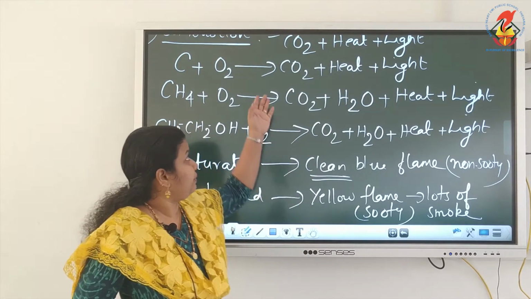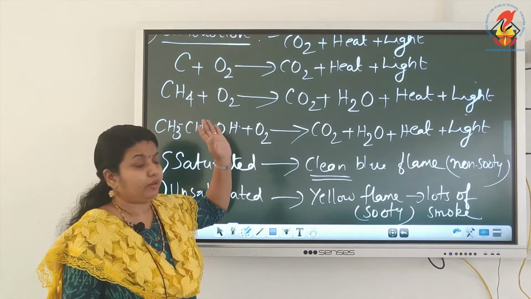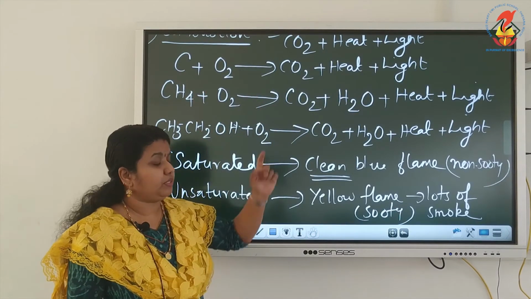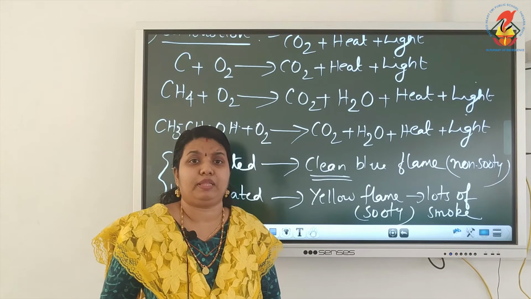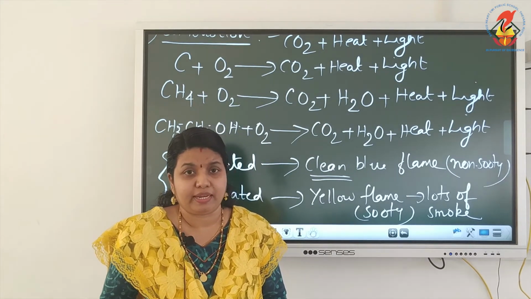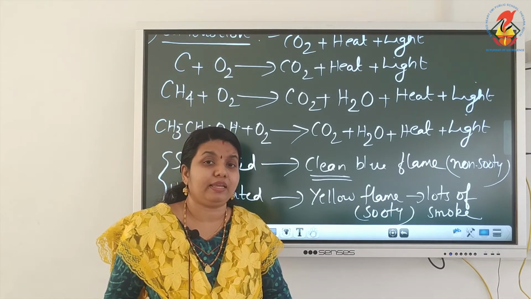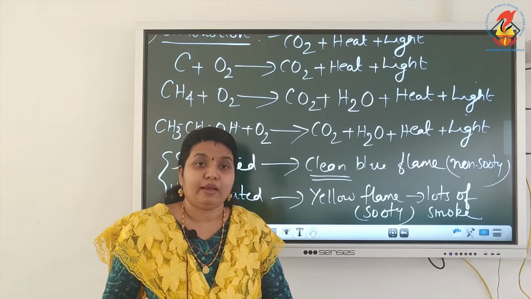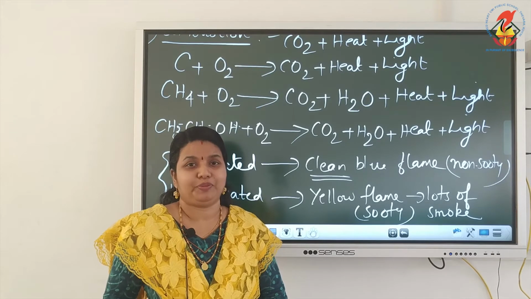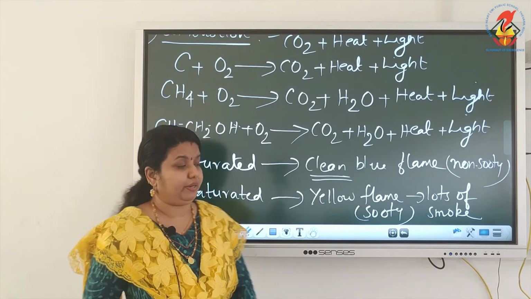So, the equations you have to learn: carbon changing to carbon dioxide along with heat and light, methane, CH4, and ethanol changing into carbon dioxide and water vapor along with the release of energy. Okay. Then a test to distinguish between saturated and unsaturated hydrocarbons. Upon burning, saturated hydrocarbons produce a clean blue flame, non-sooty flame. Unsaturated hydrocarbons produce a yellow flame with lots of smoke. So, this is a test for identification of saturated and unsaturated hydrocarbons.